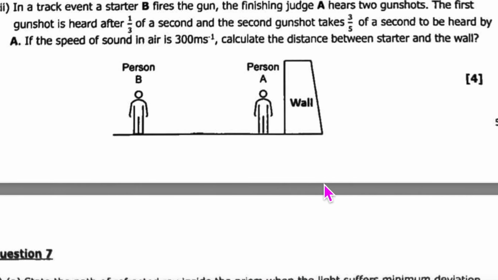In a track event, starter B fires the gun. The finish judge A hears 2 gunshots. The first gunshot is heard after 1/3 of a second, and the second gunshot takes 3/5 of a second to be heard by A. If the speed of sound in air is 300 meters per second, calculate the distance between the starter and the wall.